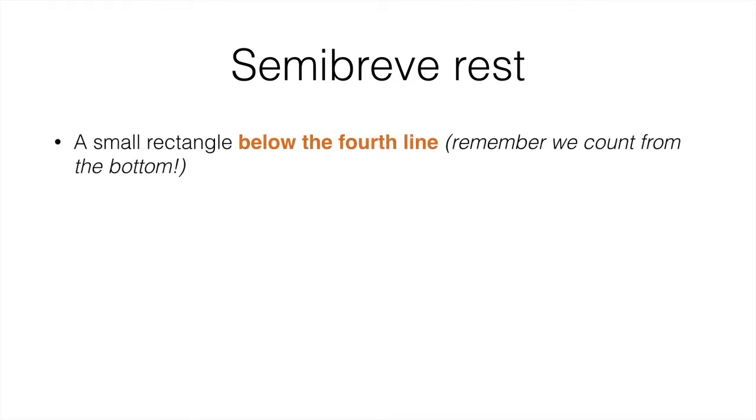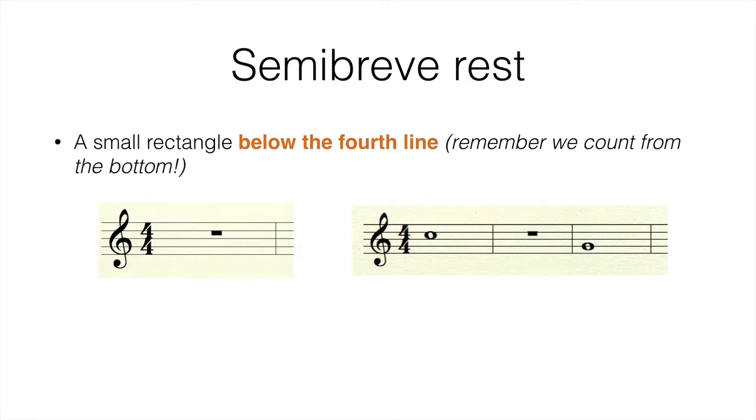The semibreve rest is a small rectangle below the 4th line, and remember we count from the bottom. So this is the semibreve rest. And of course, in 4/4 we can only fit 4 crotchets. This is equal to 2 minims, which are equal to 1 semibreve. So therefore we can only have 1 semibreve or 1 rest in a bar. So below the 4th line, counting from the bottom, and here is another example with the semibreves, 1 in each bar and the rest in the middle. Okay, so these are the 3 different rests we're going to be seeing in the Grade 1 section. And now let's move on to writing our own rhythms.